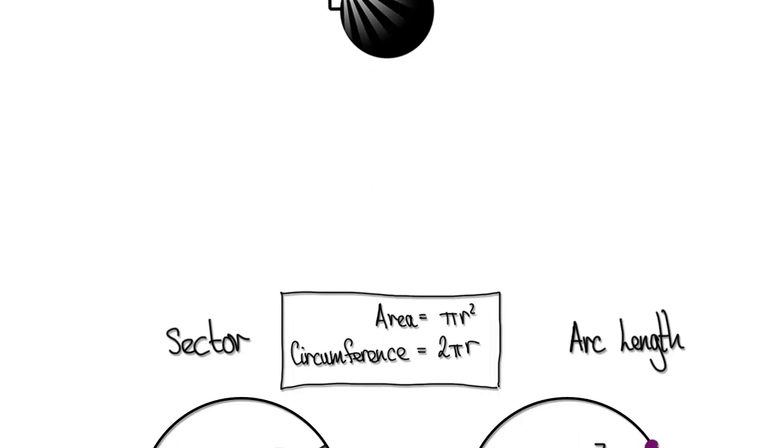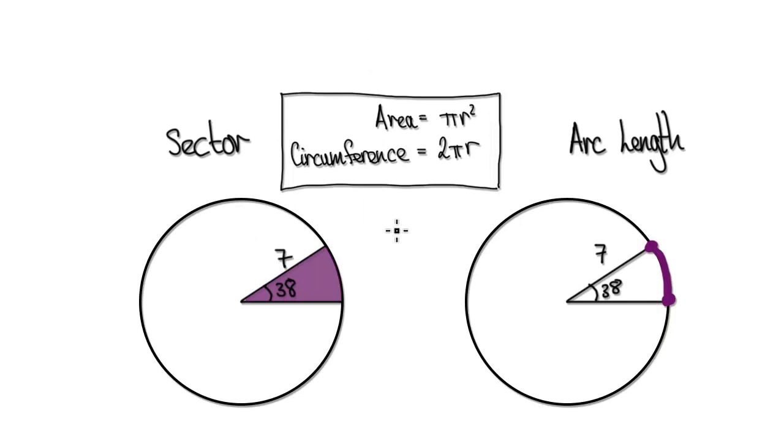In this video we're going to work out the area of a sector, which is this purple bit here, and we're going to work out the arc length of a circle. The radius of the circle is 7, and this angle here is 38 degrees.